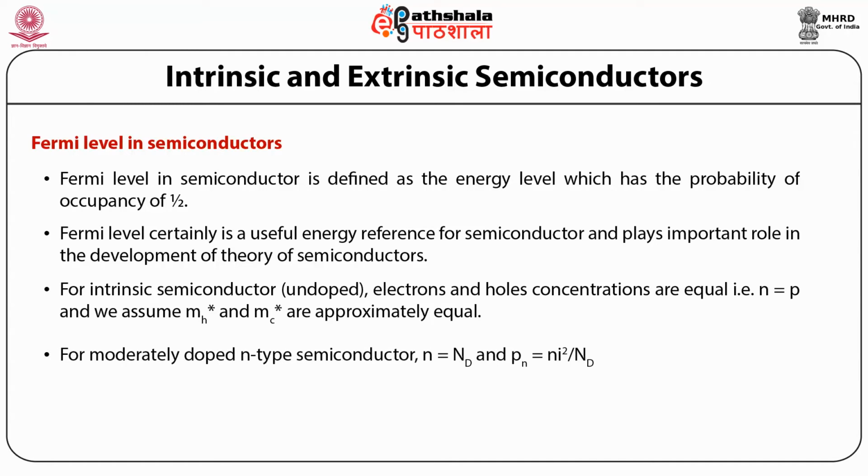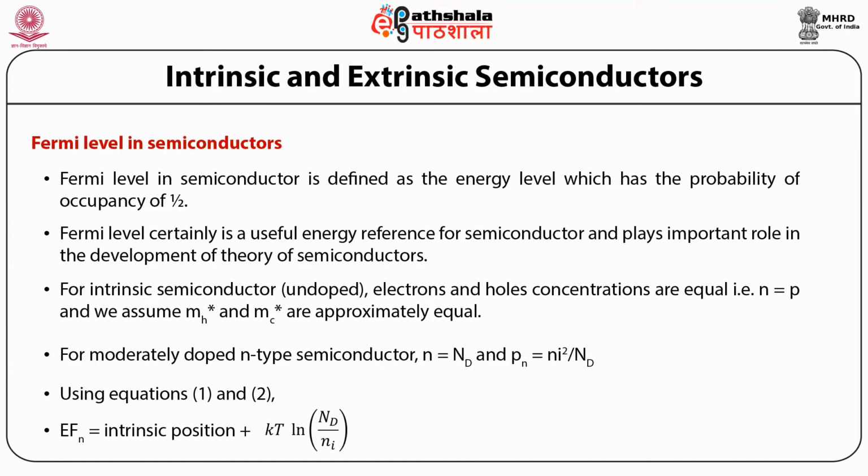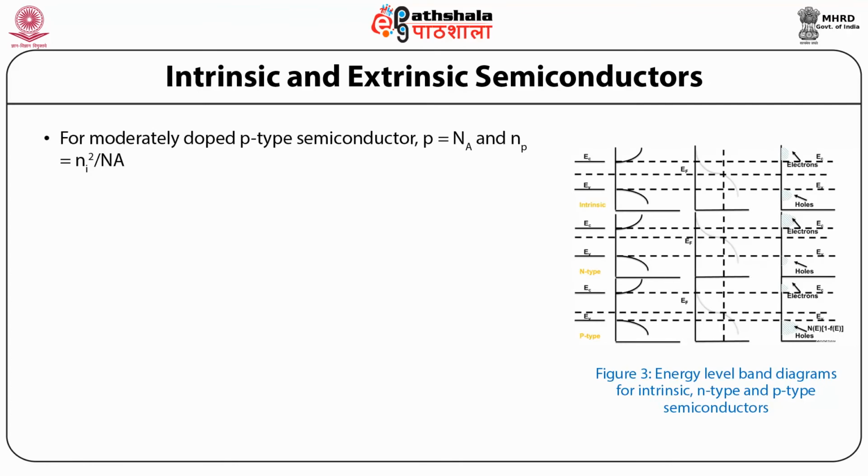So for moderately doped n-type semiconductor, n equal to ND and pn equal to ni square by ND. So using equations 1 and 2, EFn equal to intrinsic position plus KT ln ND by ni. For moderately doped p-type semiconductor, p equal to Na and np equal to ni square by Na. So EFp equal to intrinsic position minus KT ln Na by ni.